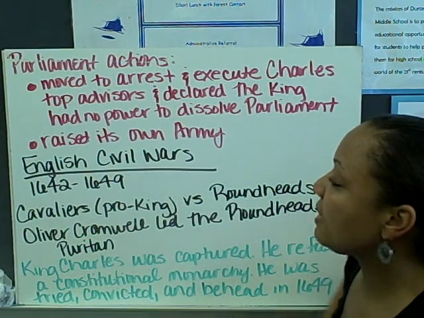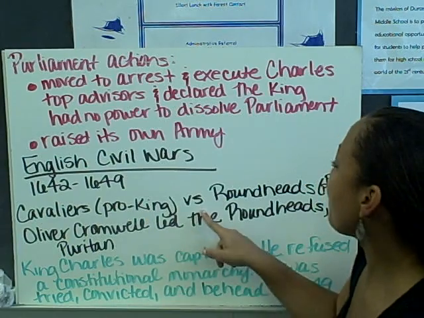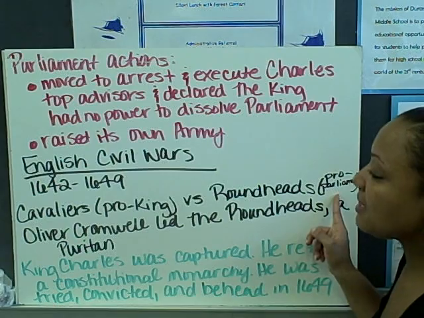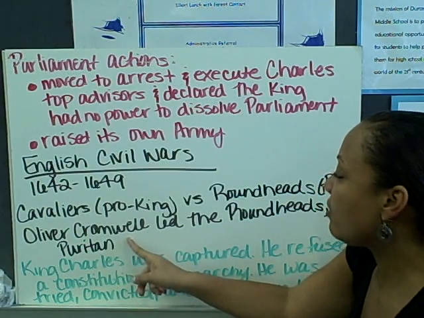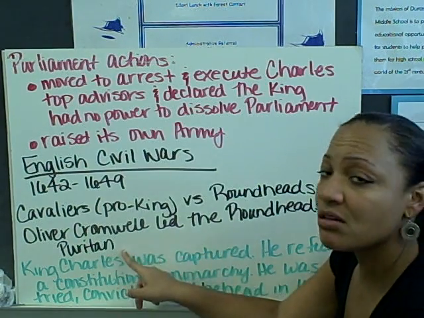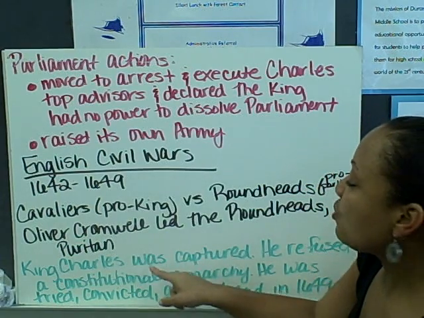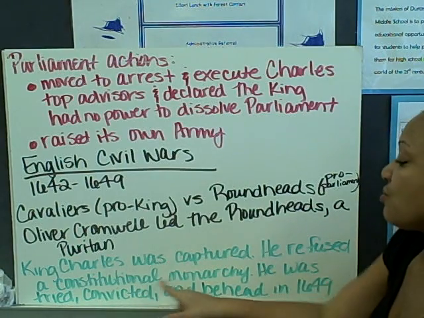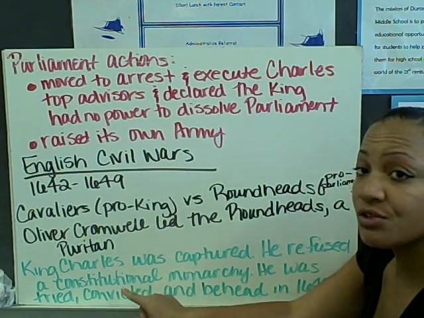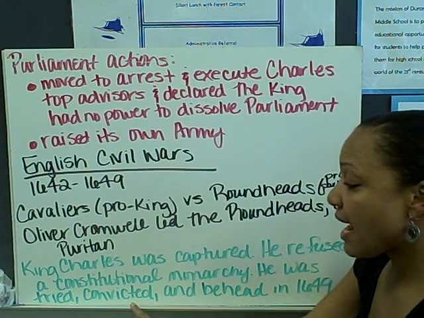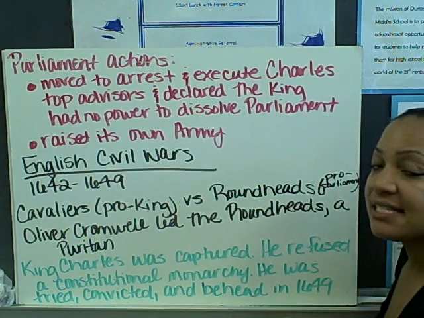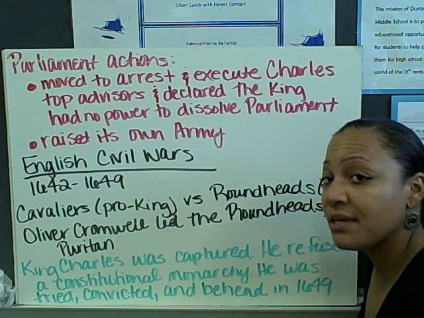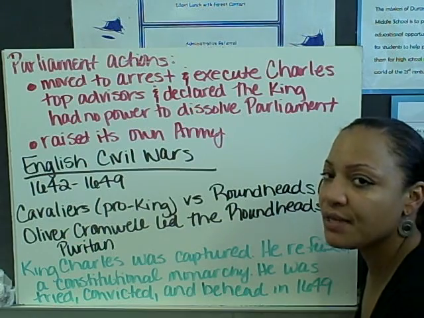The two sides are going to be the Cavaliers, they're for the king, versus the Roundheads, they are for Parliament. The Roundheads are going to be successful because they're going to be led by Oliver Cromwell. He led the Roundheads, and he was also a Puritan. King Charles was captured by the Roundheads. He refused a constitutional monarchy. He was tried, convicted, and beheaded in 1649. If he would have signed those documents and said that he would have been a constitutional monarchy king, he would have still been alive.